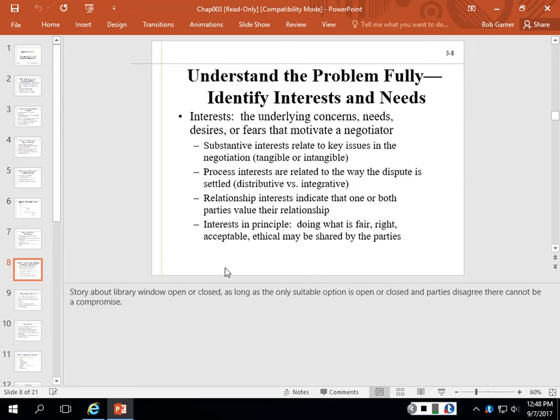All right, so there's 4 different types of interests we're going to talk about. The first are substantive interests, those that are related to the key issue of the negotiation. So every negotiation is going to have substantive. If you're dealing with a product, then price is going to be a substantive issue. That's all the time. Process interests are related to the way a dispute is settled.